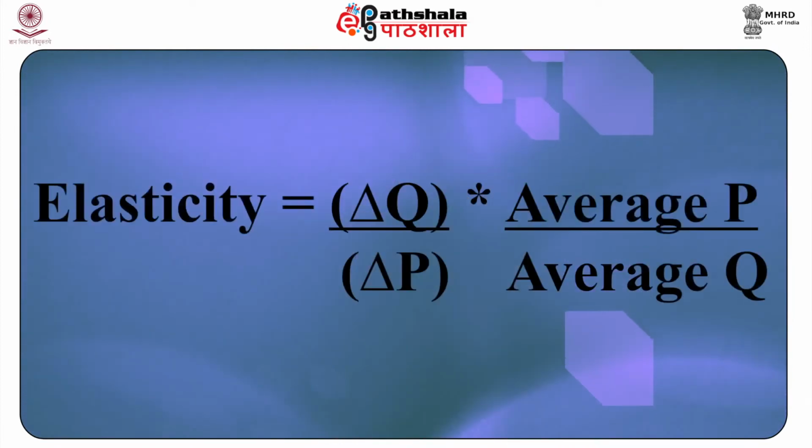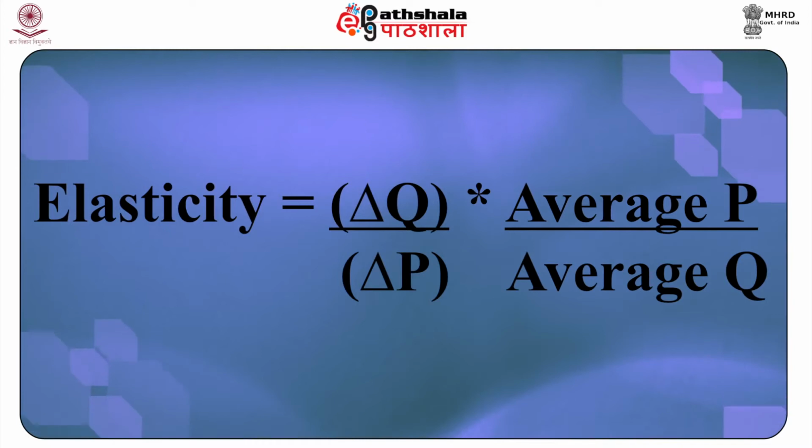To measure elasticity over an interval, the above formula gets modified slightly. Instead of taking P by Q, we now take average P divided by average Q. The formula becomes: elasticity is now change in Q by change in P multiplied by the average price divided by the average quantity. You should calculate arc elasticity using the information on price and quantity given in the above example.